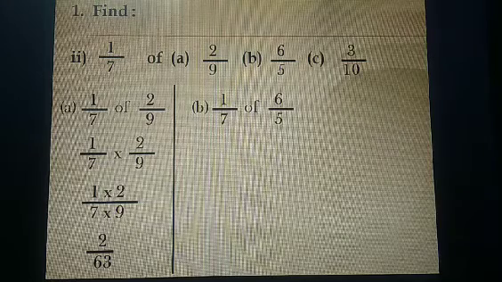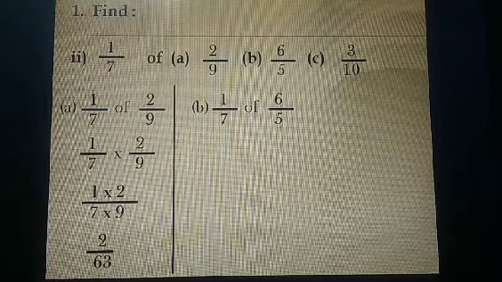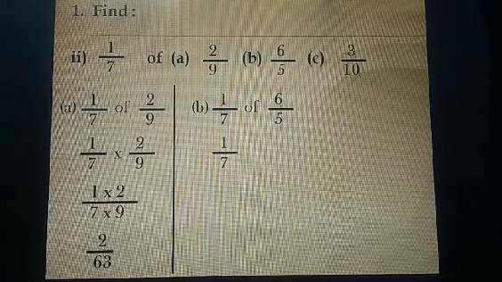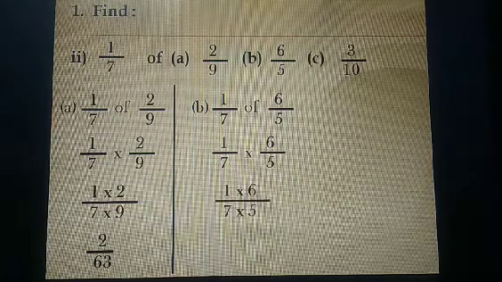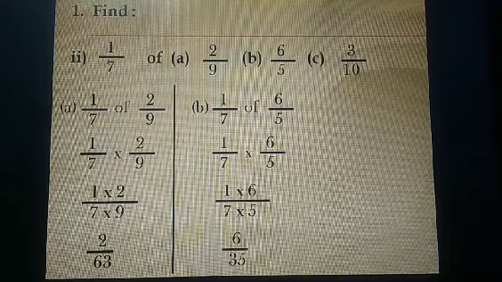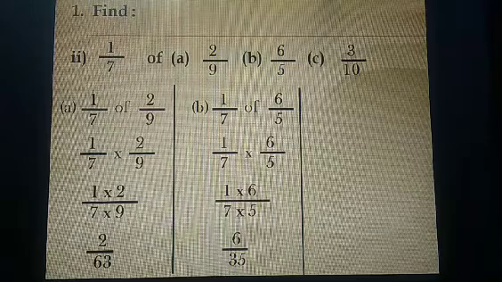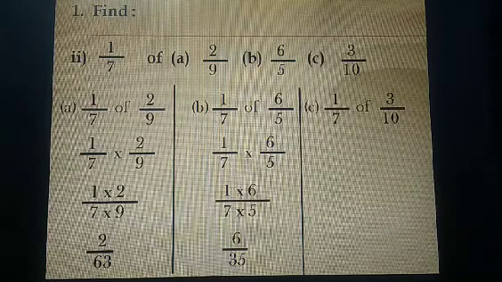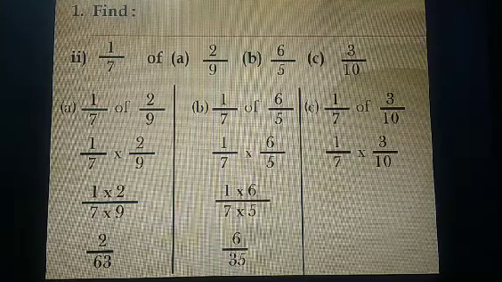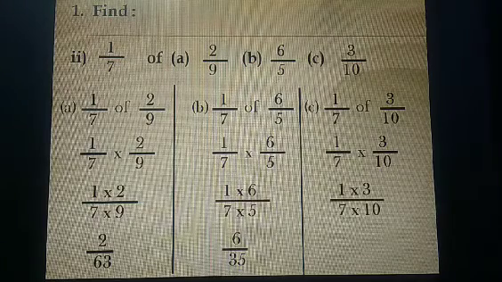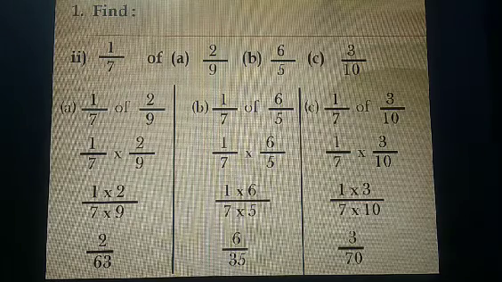This is the second part of the sum. Replace "of" with the multiplication sign, solve the numerator, solve the denominator, and this is a proper fraction, which is your answer. The last part of question number 1 is 1 by 7 of 3 by 10. Replace "of" by the multiplication sign, numerator product, denominator product, no cancellation, final answer 3 upon 70.